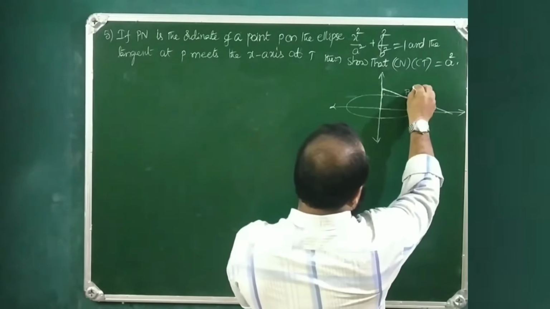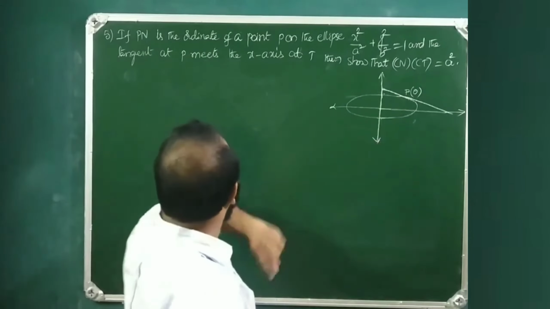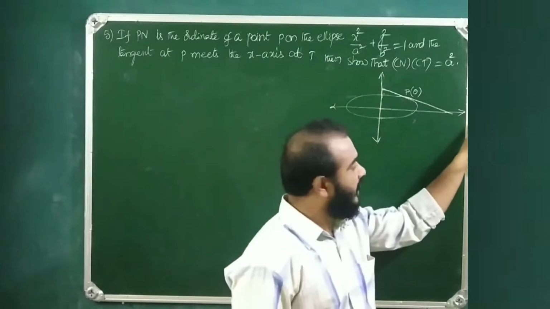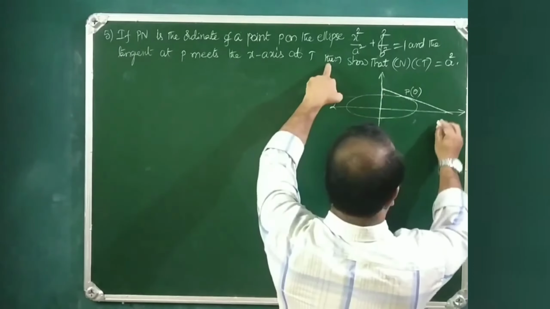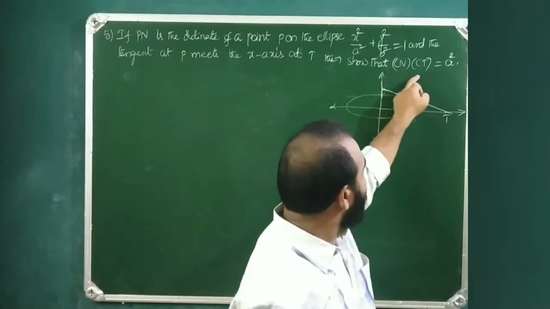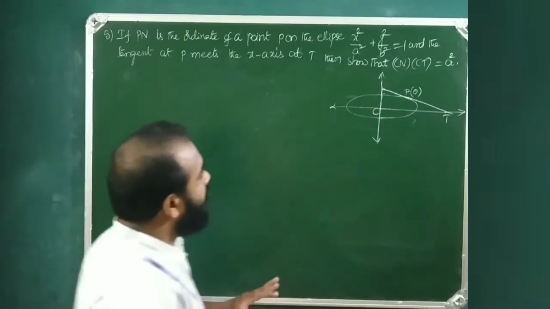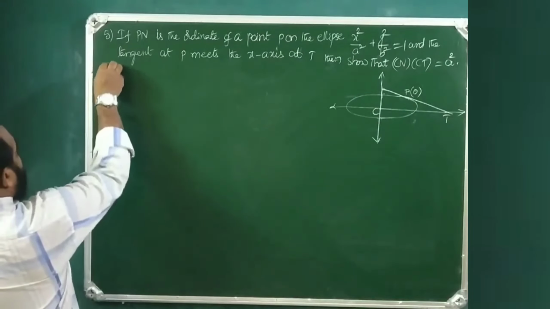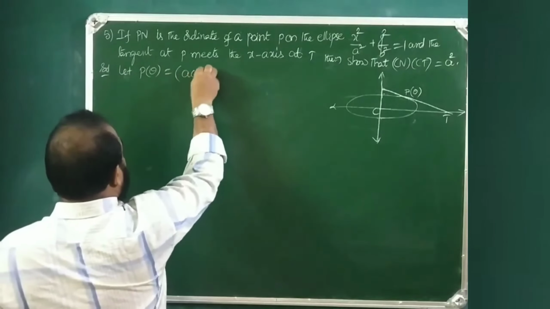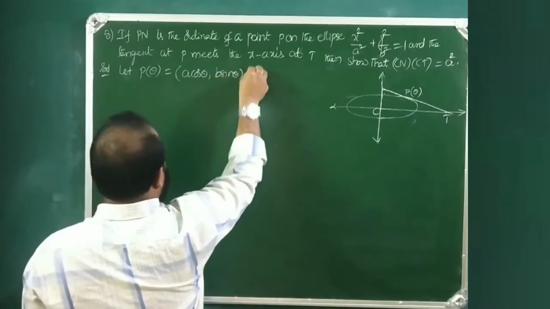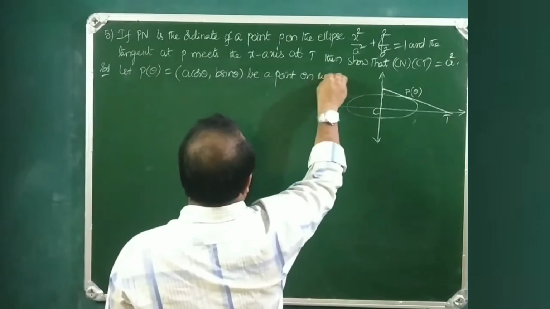So this is P of theta, I will take the parametric point. So the tangent at P meets the x-axis, this is the x-axis, at T. Then show that Cn into Ct equals a square, C being the center of the ellipse. This is what we need to prove. I'll take the parametric point. Let P theta, a cos theta comma b sin theta, be a point on the ellipse.